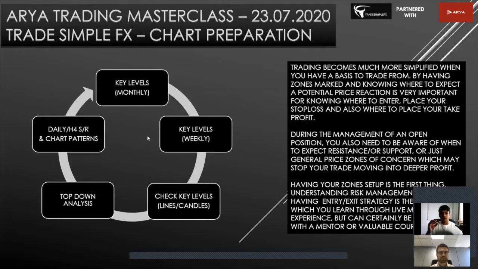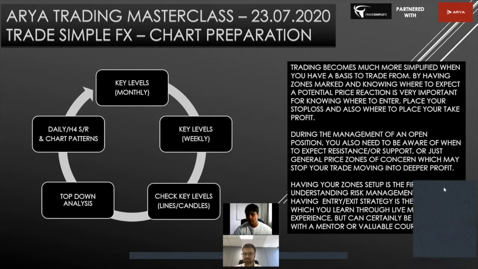So we've got the zones marked on, we've got our key levels marked on, we know where we're looking to trade from, and then we're just looking for different chart patterns, breakouts, etc., to actually execute these trades, right? So got a little bit of text here. Trading becomes much more simplified when you have a basis to trade from. By having zones marked and knowing where to expect a potential price reaction is very important for knowing where to enter, place your stop loss, and also where to place your take profit. During the management of an open position, you also need to be aware of where to expect price resistance or support, or general price zones of concern, which might stop your trade moving into deeper profit.